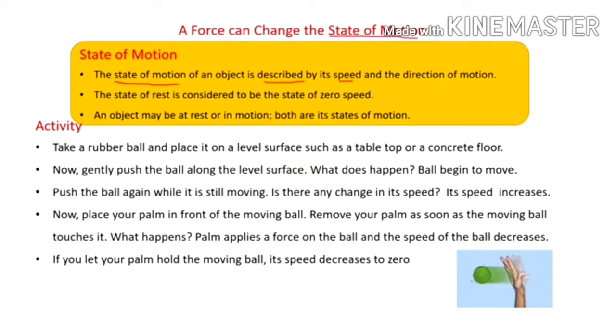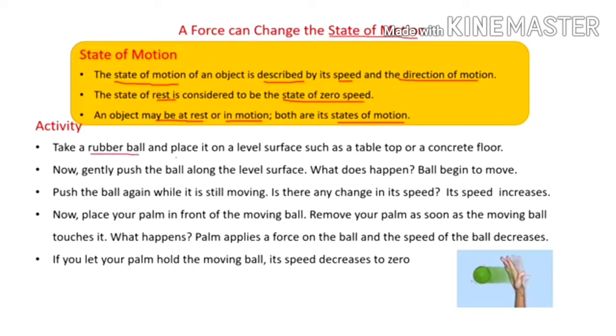The state of motion of an object is described by its speed and the direction of motion. The state of rest is considered to be the state of zero speed. An object may be at rest or in motion. Both are its state of motion.